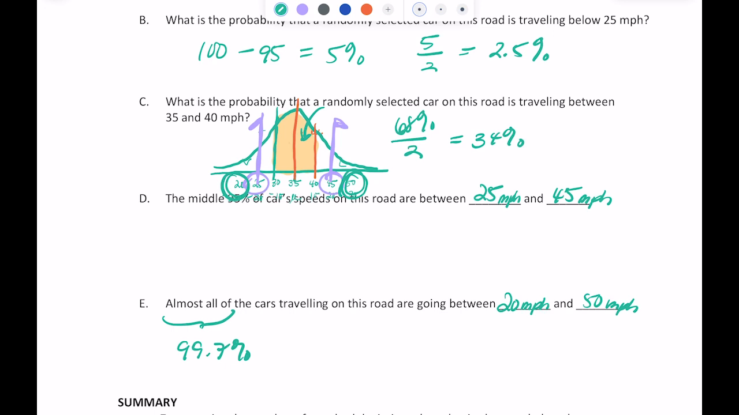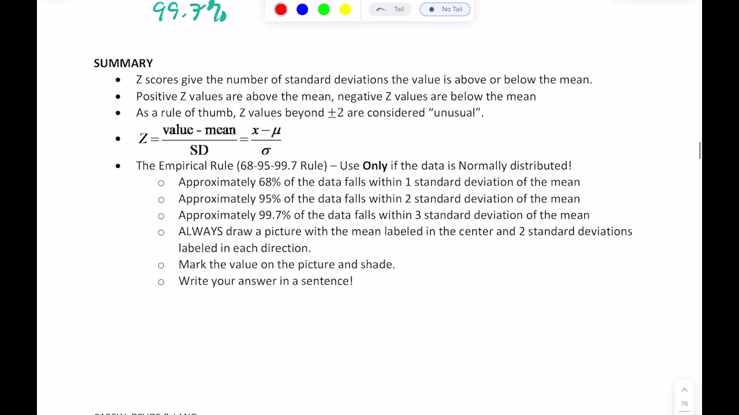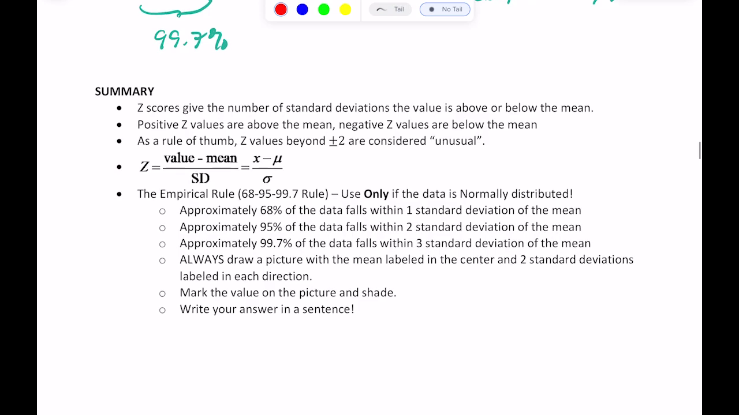The reason we can't say 100% is because, remember, the whole curve represents 100%. So that's the end of this lesson. We're going to see more of the normal distribution throughout the entire book. So it's really important, this section, that you understand z-scores and also the normal distribution. So please go back over the notes and go over the summary here. These are highlighting the important things that you need to know.